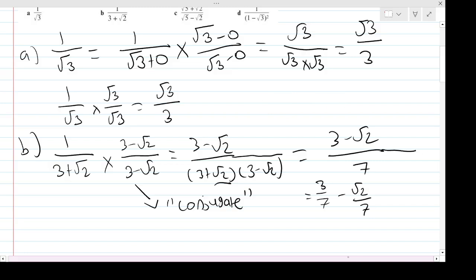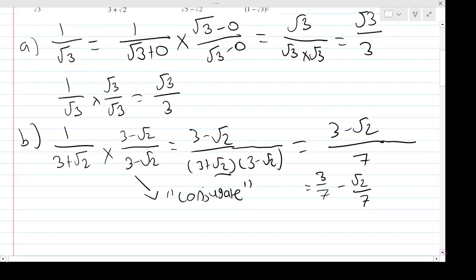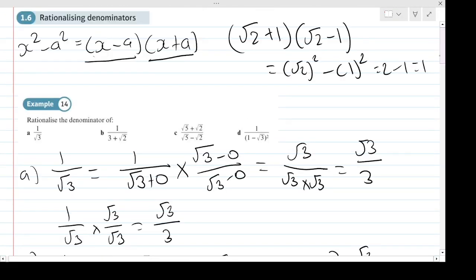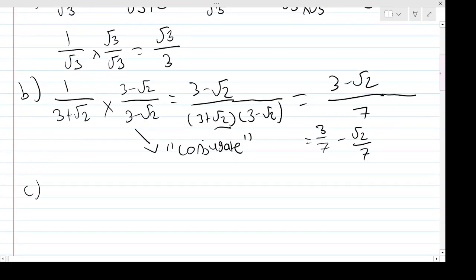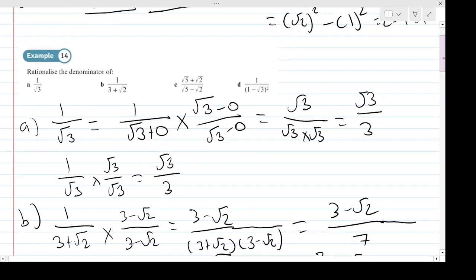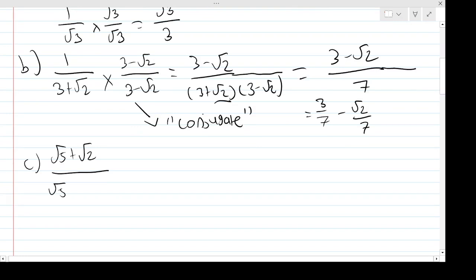Okay. But yeah, let's have a look at part C then. We have, oh, let me do that down here. Root 5 plus root 2 over root 5 minus root 2. Okay, and again, exact same process. I'm going to times by the conjugate. So if I add them instead of taking them away, I kind of flip the sign, if you will. So the conjugate would be root 5 plus root 2 over root 5 plus root 2.